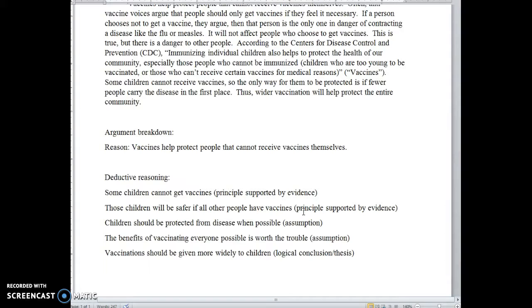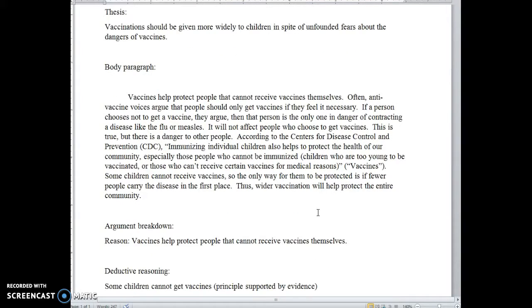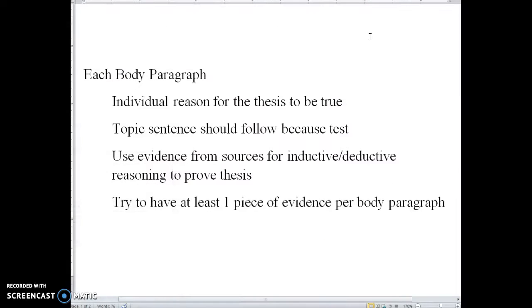But if all of these things are true, then I get to my logical conclusion, which also happens to be related to my thesis: that vaccination should be given more widely to children. So all of this proves that vaccines help protect people that cannot receive vaccines themselves. And because of all this, that also means that vaccines should be given, as was stated in my thesis. That's really what you want to do in each of your body paragraphs. It's very logical, very logos-based, has evidence, and then taken together, it's going to have a really strong set of support for your thesis statement. So really try to have that in every paragraph.